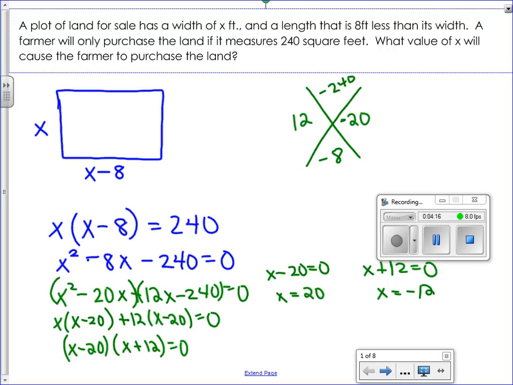Can X be negative 12 in this problem? Why not? That's right. Can you have negative 12 feet? No. So 20 feet is the value of X that will cause this farmer to buy this land. That's what we're looking at right there. Actually, this room is bigger than that piece of land. That's right.